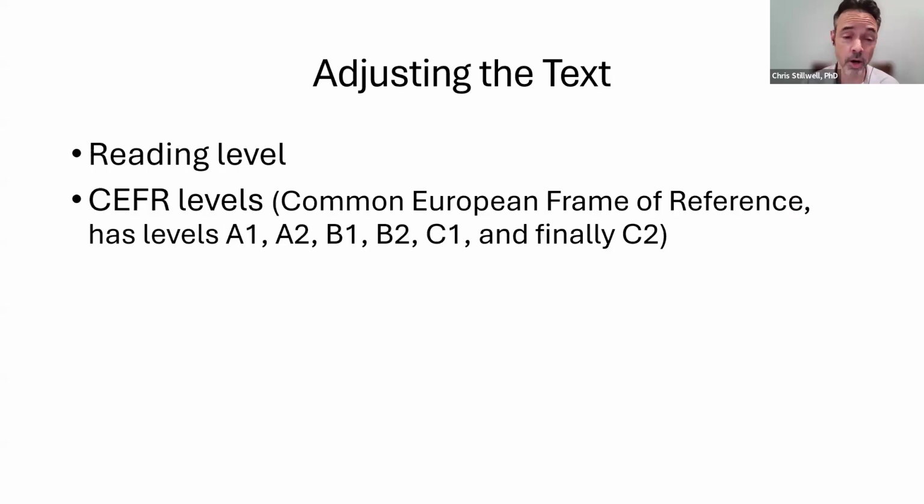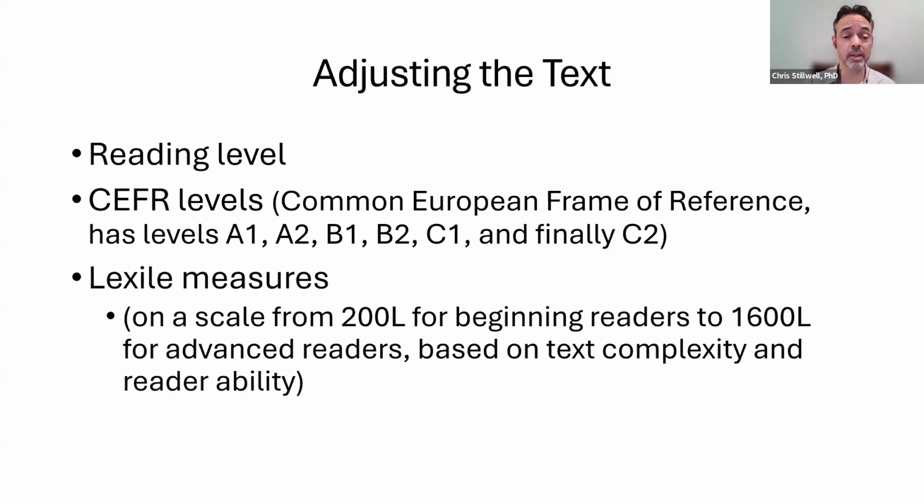We could talk about CEFR levels, the Common European Framework of Reference, which has levels A1 and A2 for beginners, and then it goes up to B1 and then B2 until the advanced C1, and the top one is C2. We could also talk about Lexile measures, and they go on a scale from 200 Lexiles for beginning readers to 1600 for advanced readers, based on text complexity and reader ability.